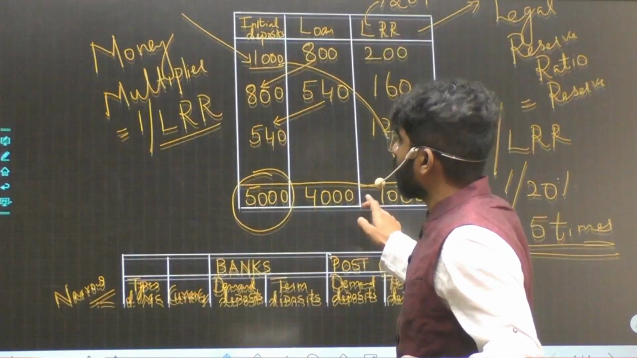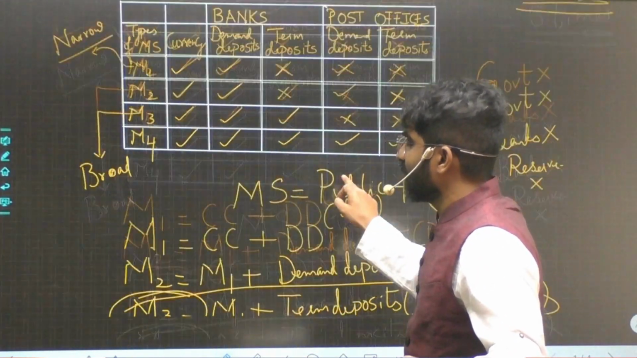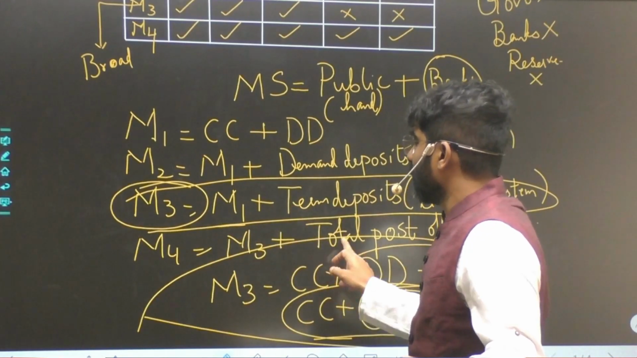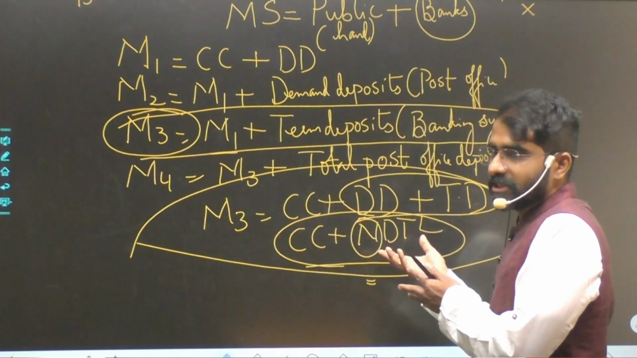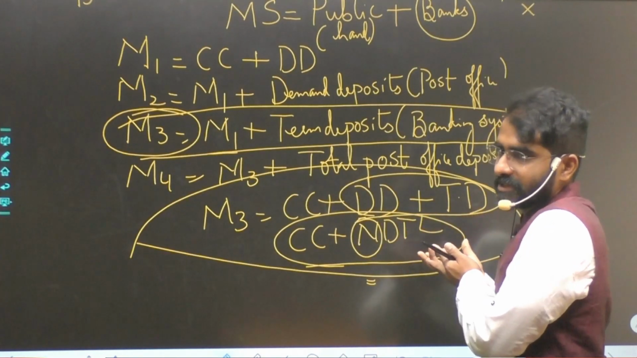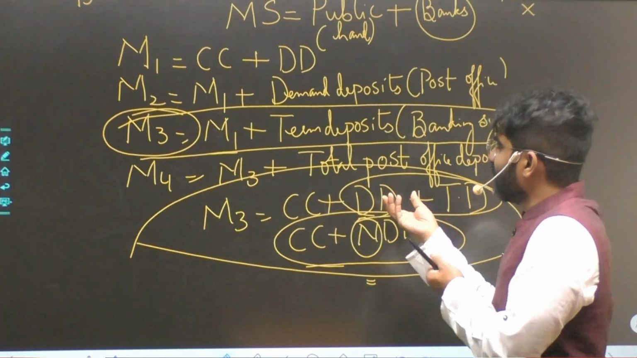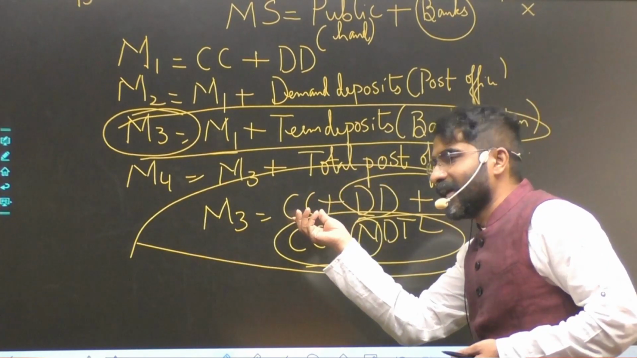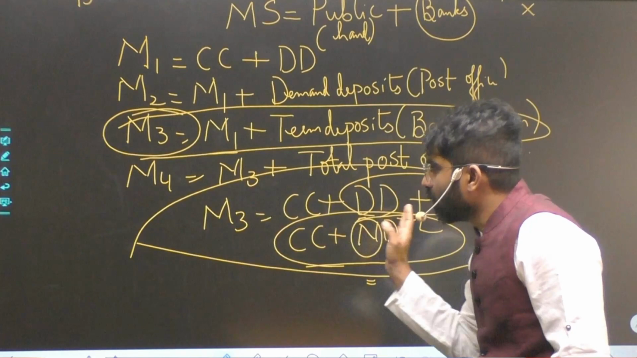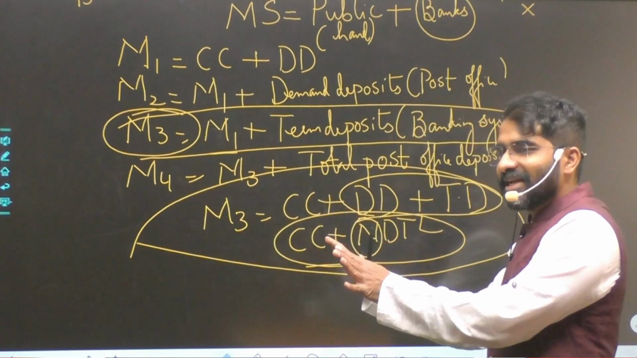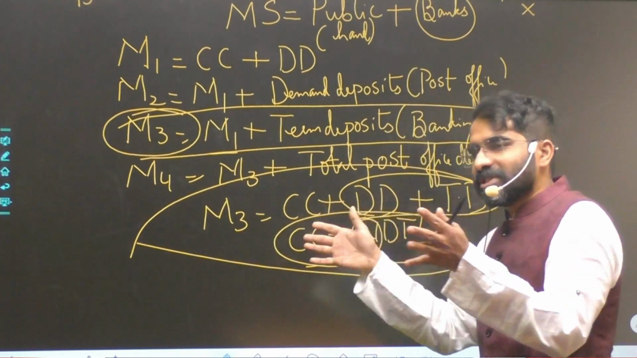If you talk about the money supply here, M3 is equal to the currency in hand plus the demand deposits in the bank plus the term deposits. When you remove money from the demand deposits and hold it in the form of cash in your hand, the overall M3 does not change immediately. There is no change in the money supply.